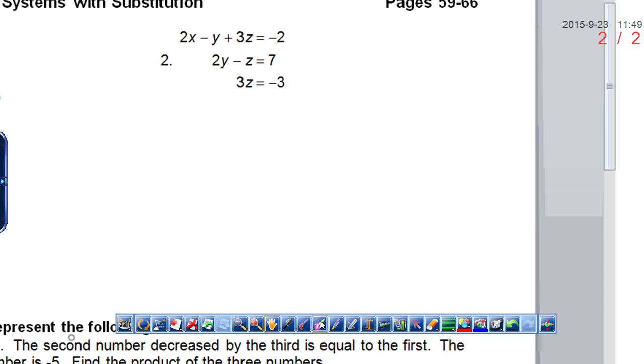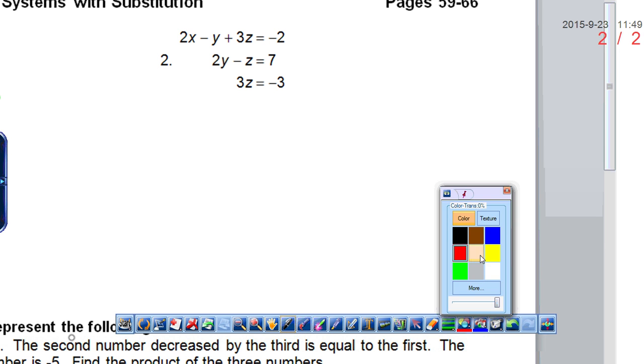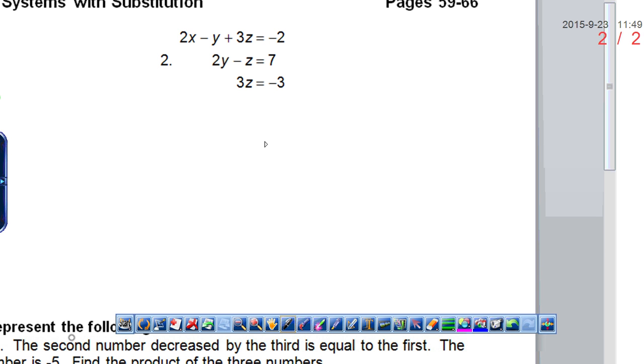All right, let's look at number 2. Our first step on number 2 would be to go ahead and solve for z, since it's given to us so nicely. If we divide both sides by 3 here, we're going to get that z is equal to negative 1.